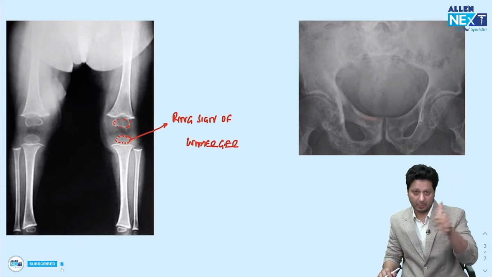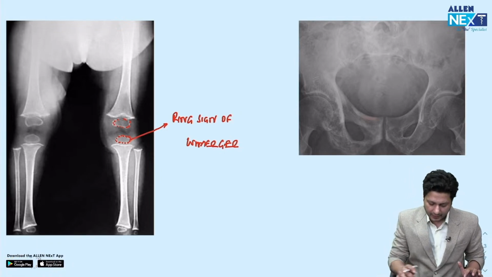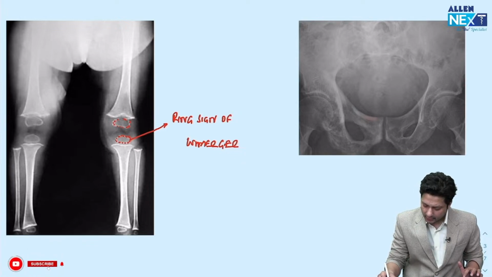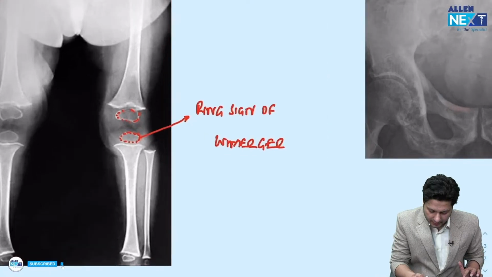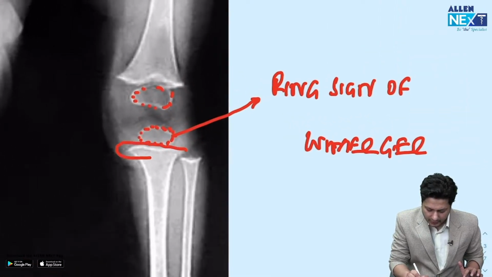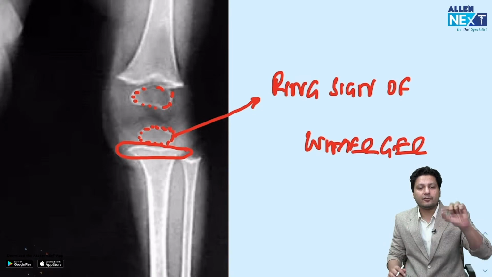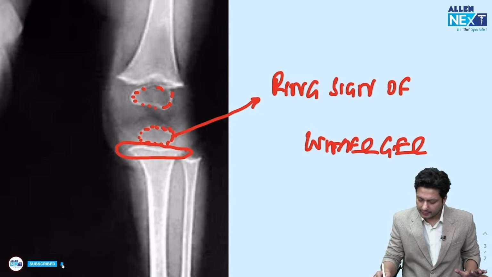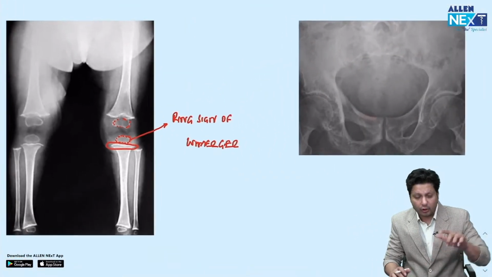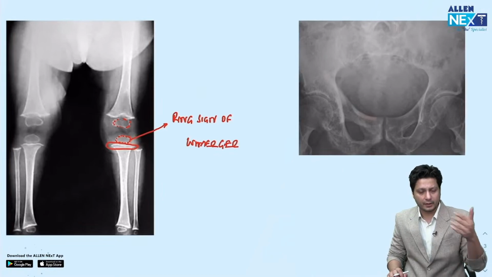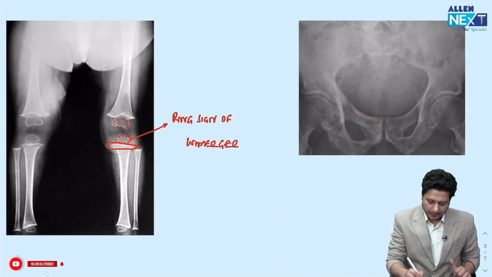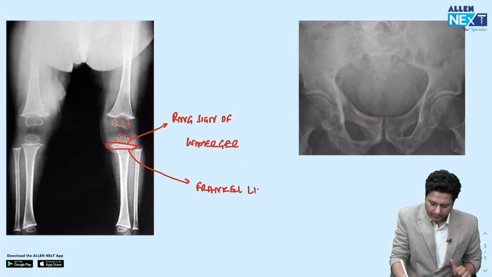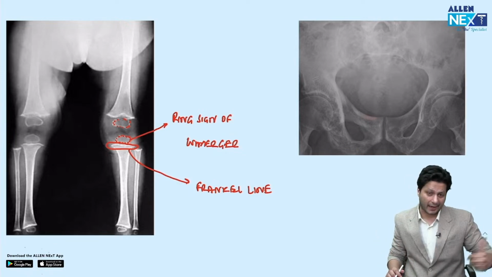That is X-ray sign number 1. Now, X-ray sign number 2 is that you can very easily understand or realize that this metaphyseal end of the bone, which is the zone of provisional calcification, is more dense in comparison to the surrounding densities of the bone. This increased density of the zone of provisional calcification adjacent to the metaphysis is known as Frankel line. So, this is Frankel line, another X-ray finding of importance to be identified.